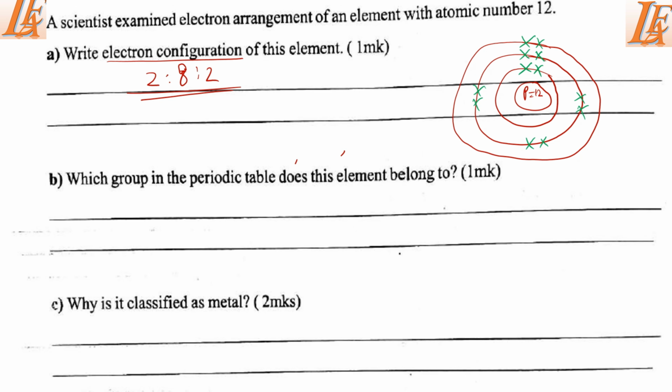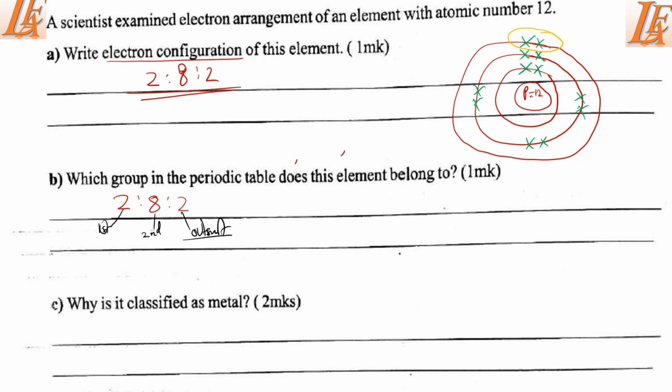Then B, which group of the periodic table does this element belong to? We determine the group of the periodic table where this element belongs by looking at the number of electrons in the outermost energy level. In this case, look at the substance that we have and then look at the outermost energy level. It has only 2 electrons. Therefore, if we have this as our electron arrangement, 2, 8, then 2, it means this is the innermost energy level or the first energy level, this is the second energy level, then this is the outermost occupied energy level.